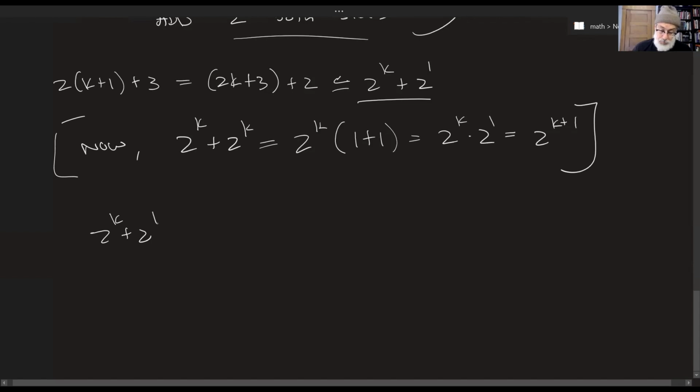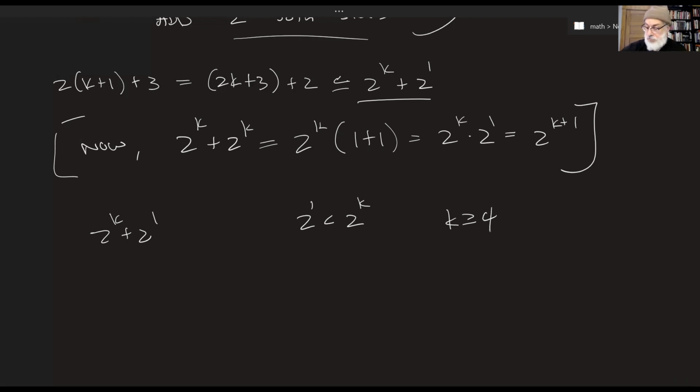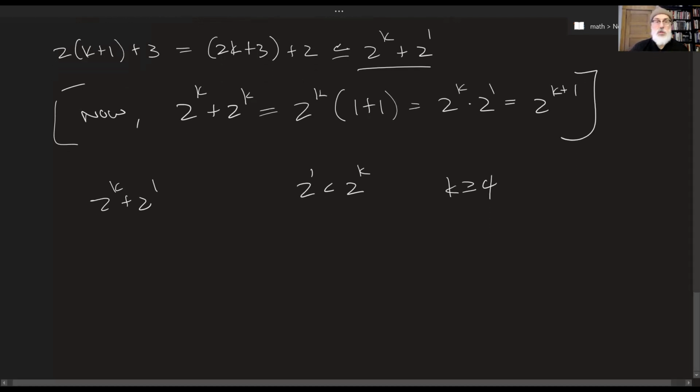Now let's look at our inequality here, that 2k plus 2 to the 1. Now, 2 is certainly less than 2 raised to k, because k, we said, was greater than or equal to 4. So the only way that this is not true is when k is 0, 1. So this is true.